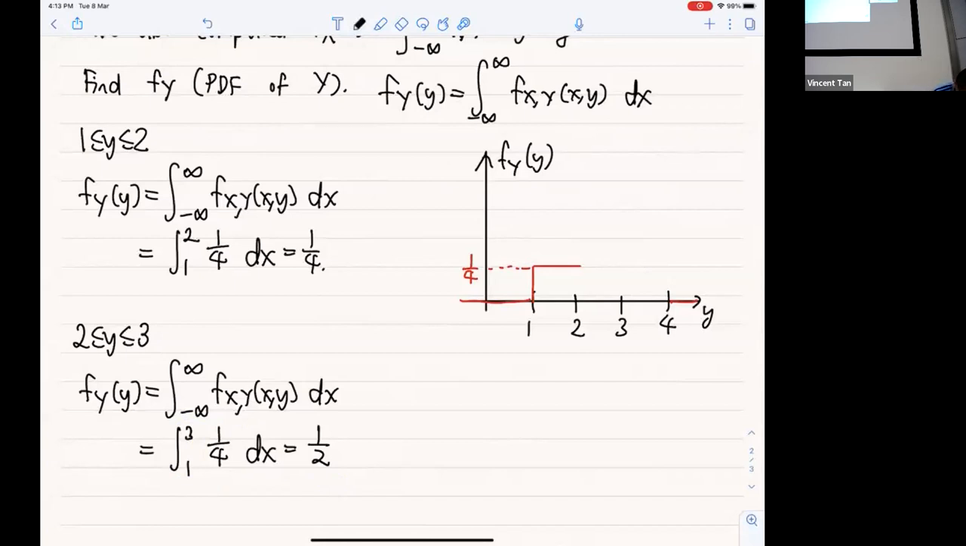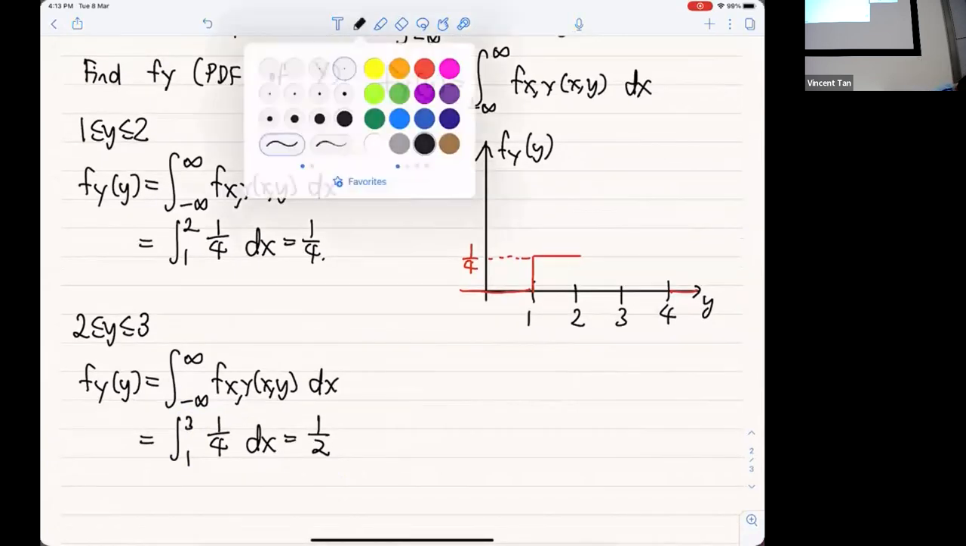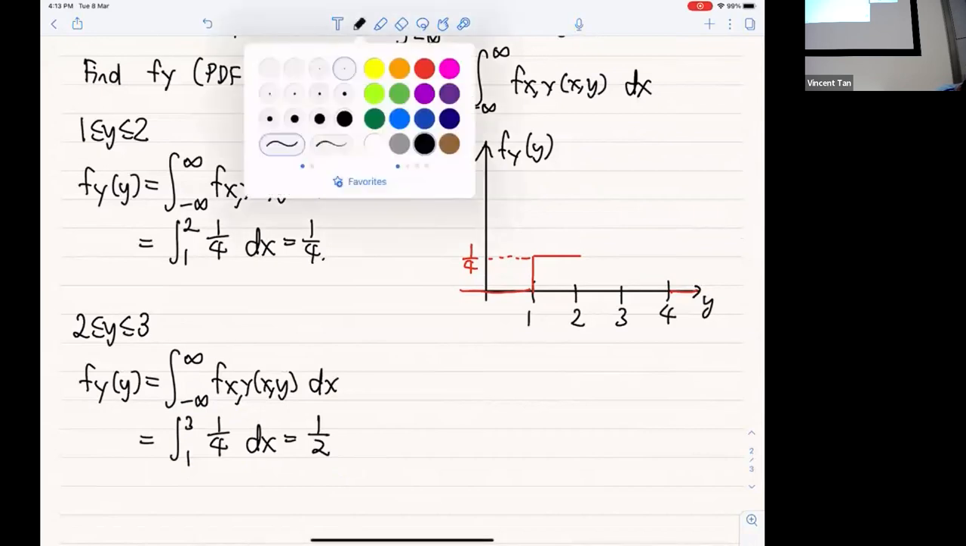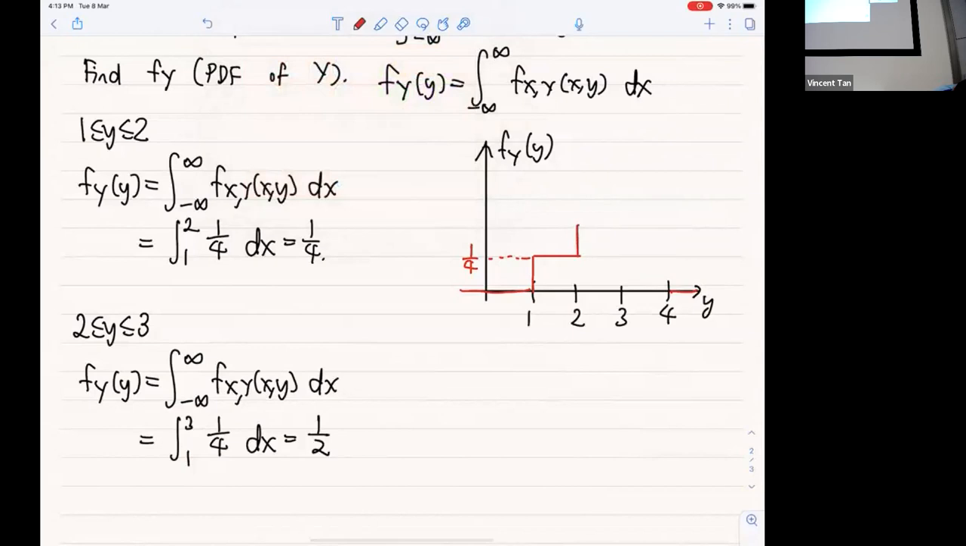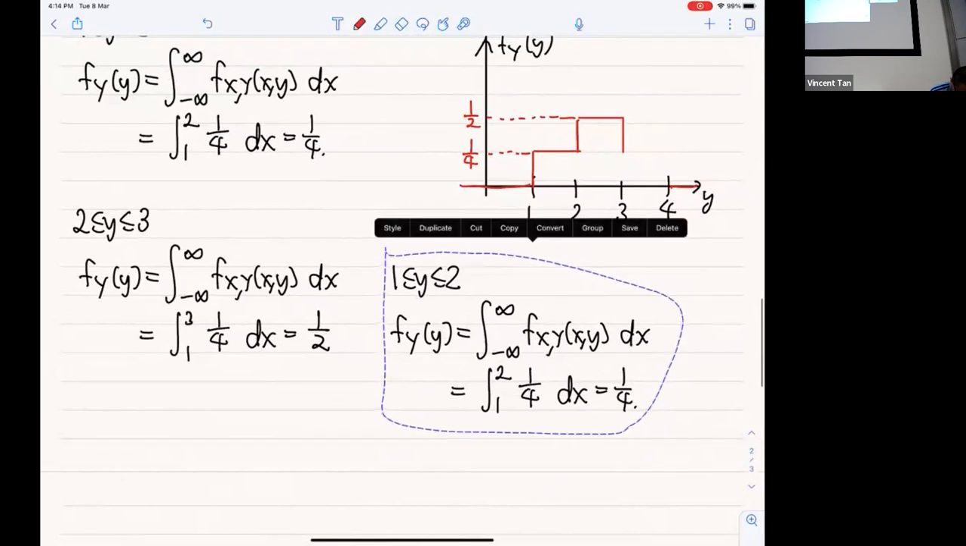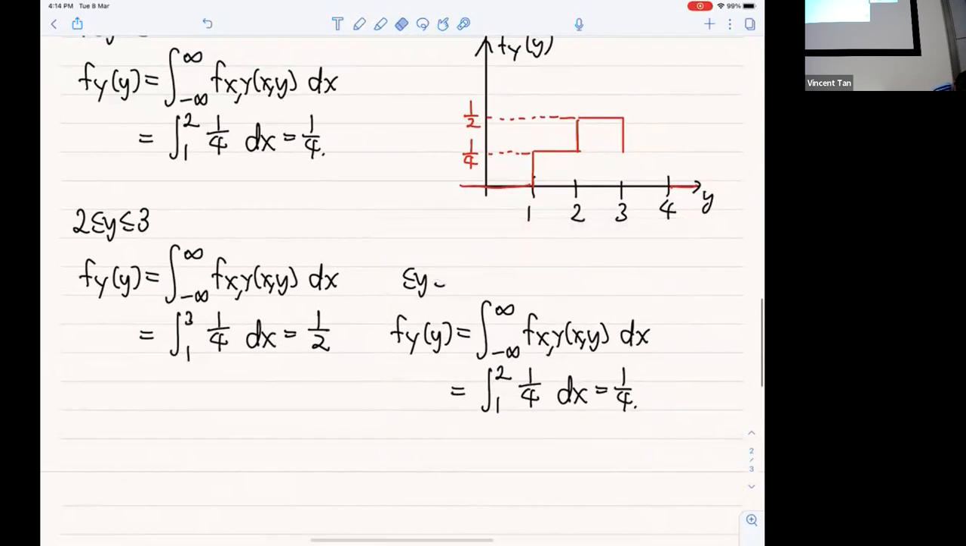So there's one final region, so let me draw this. So now you're at 1/2 here. In this region, you're at 1/2. Can you see 1/2? Okay, so we have one more region from 3 to 4 to handle. Now from 3 to 4, let us put the calculation here.